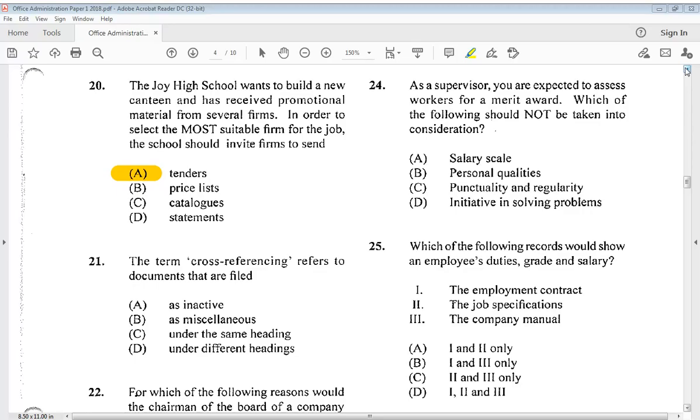21 says, the term cross-referencing refers to documents that are filed A, as inactive, B, as miscellaneous, C, under the same headings, or D, under different headings. So we know it would be D. Cross-referencing would be under different headings.